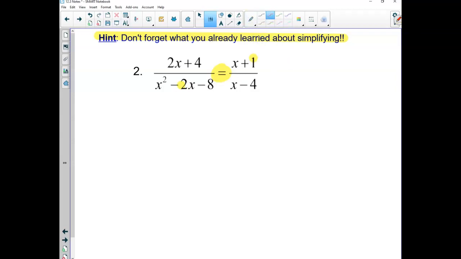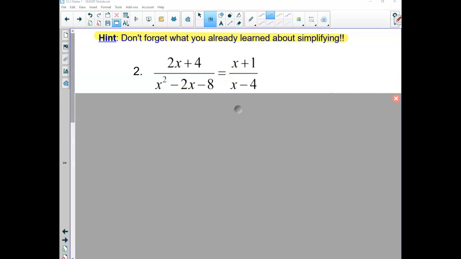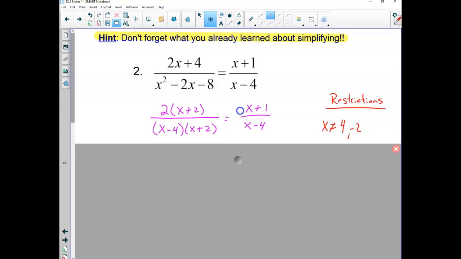Why don't you give this one a shot? All right, so don't forget about that hint like I said before. It's a really intelligent thing to go through and factor both of your fractions, all right? And what I notice here is I can simplify that one fraction, but prior to simplifying, notice over here I listed my restrictions.